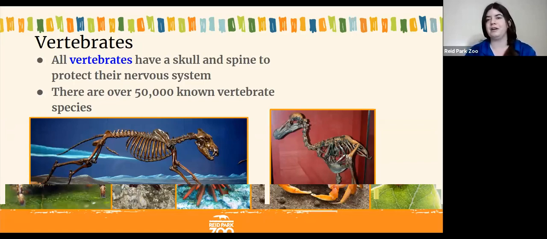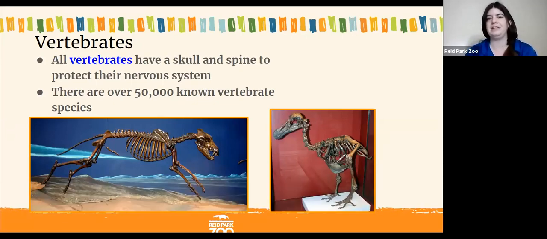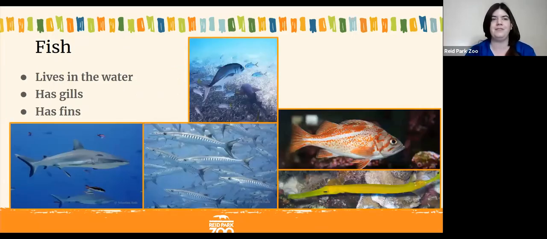So a vertebrate is any sort of animal that does have a skull and does have a spine to protect their brain and spinal cord. So we are vertebrates because we have skulls and we have spines. There are over 50,000 known vertebrate species alive in the world today, which is pretty neat when you think about it. The first group of vertebrates that we're going to talk about are the fishes.